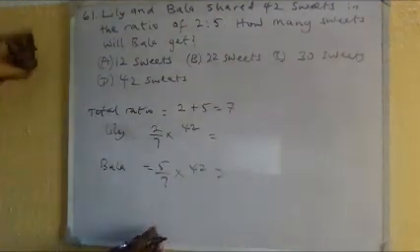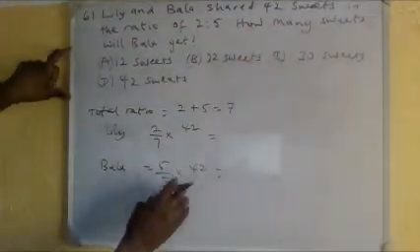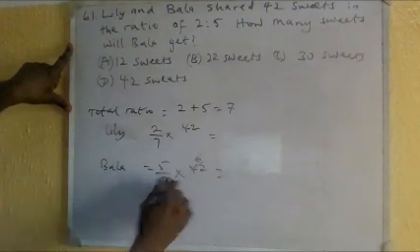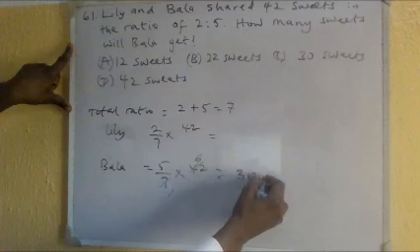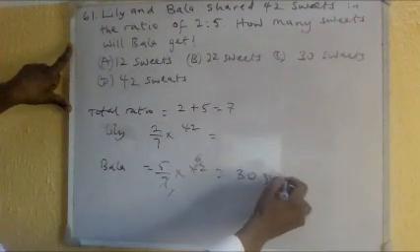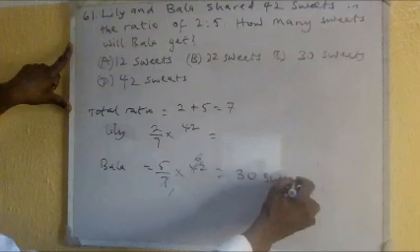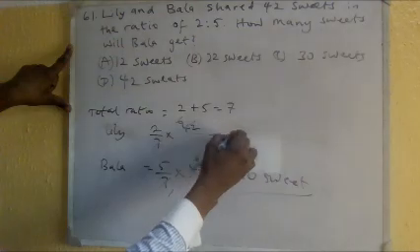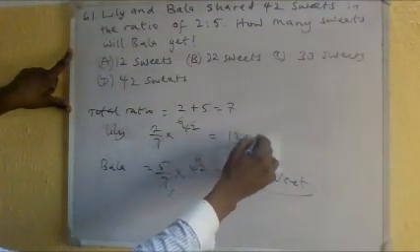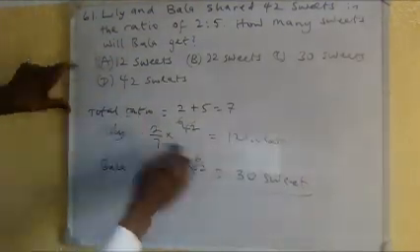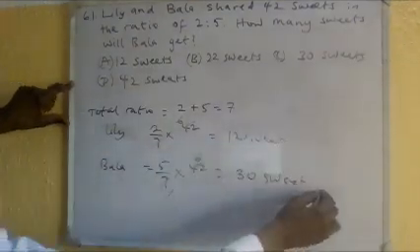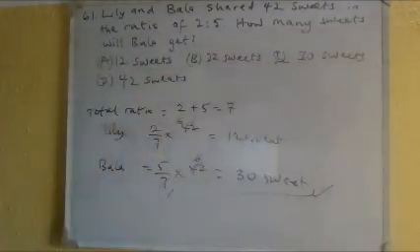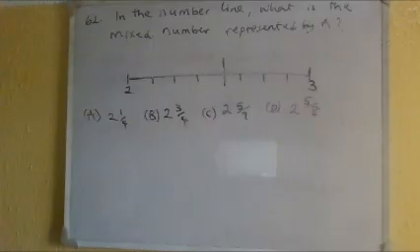So which one are we asked? Bala's share is what we are asked for. So 7 into 42 is 6, 6 times 5, 5 times 6 is what? 30 sweets. So Bala got 30 sweets. We can even find for Lily, it is 12, but that's not what we want. Please don't go and look at that as A. We want Bala. So the answer here is C. So move on to the next question.